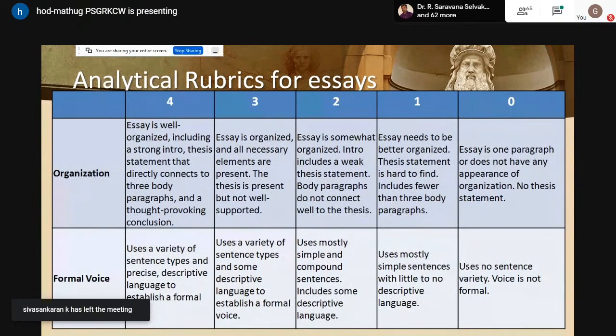Then what about another criteria based on which the marks will be awarded? Formal voice. Colloquial language in essay. So if he uses a variety of sentence types and precise descriptive language to establish formal voice, in that case I will give him 4. Uses a variety of sentence types and some descriptive language to establish formal voice, in that case we will give him 3 marks. He uses mostly simple and compound sentences.